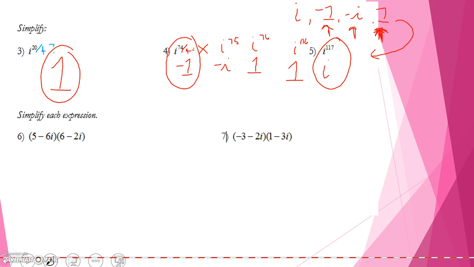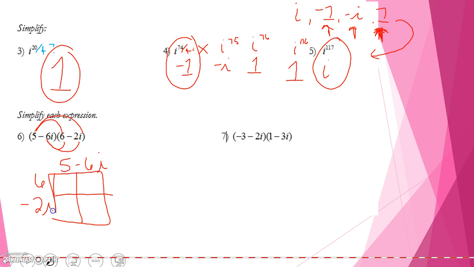The last two, you can FOIL it out. I'm going to show you that, or use the box method. So I do 5 minus 6i times 6 minus 2i, so I get 30, negative 36i, and just use i like a normal variable, negative 10i, and then this one will be 12i squared. Then, just like normal, we would add the diagonal. So I have 30, and the diagonal is negative 46i, and then I have 12i squared.